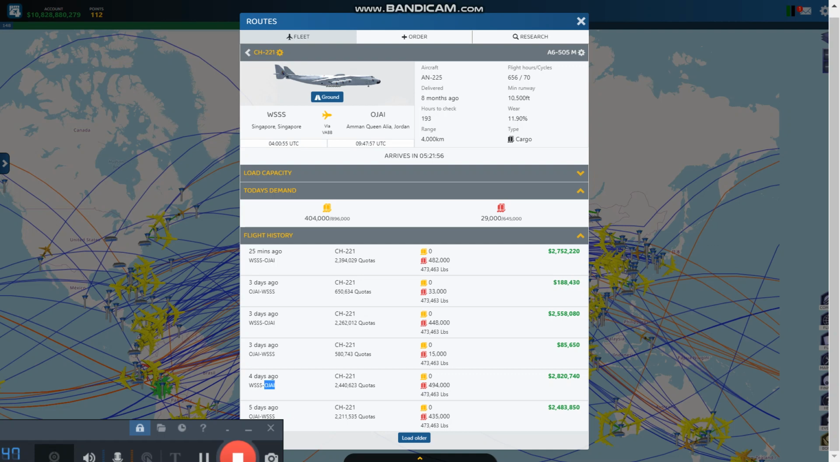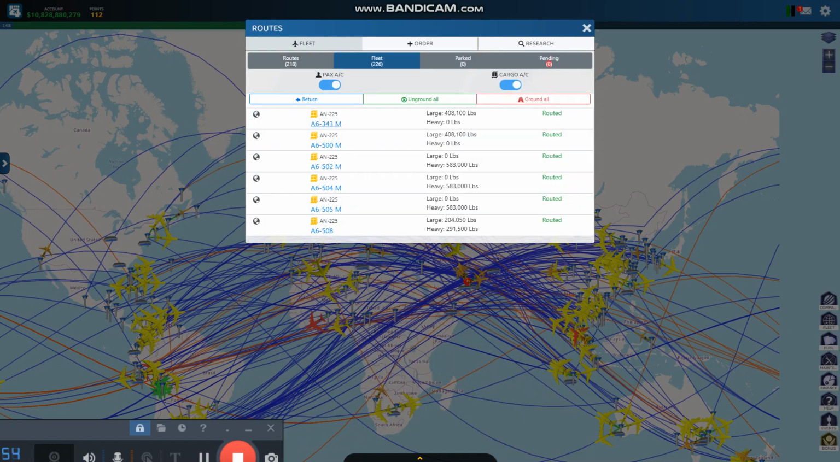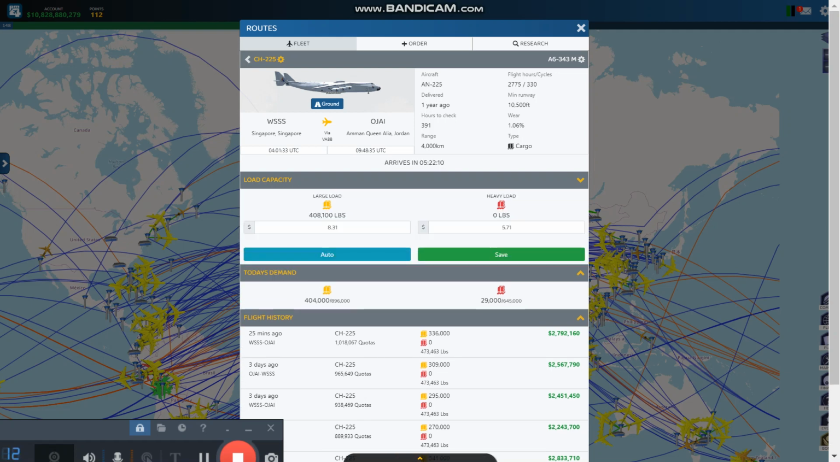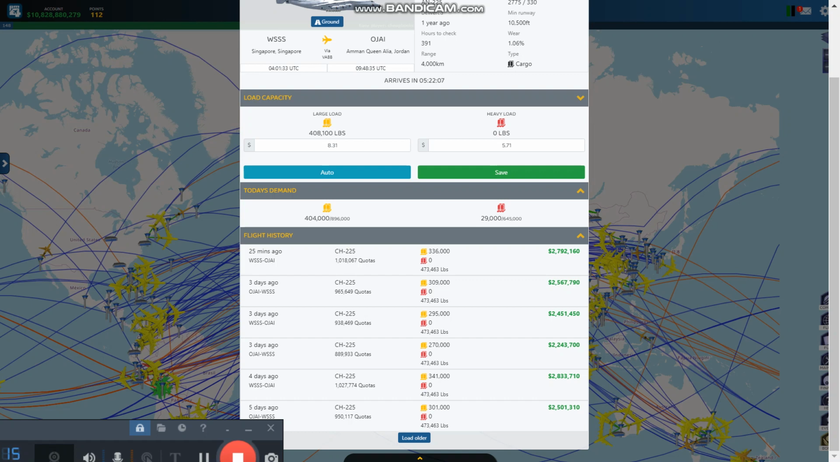You notice it's the same route to OIAI from Singapore. The large load was only 10,000 more income. Marginal difference. But the large load did bring in more income than the heavy load. And when I mixed the two together, just random mix half and half, it did substantially worse.